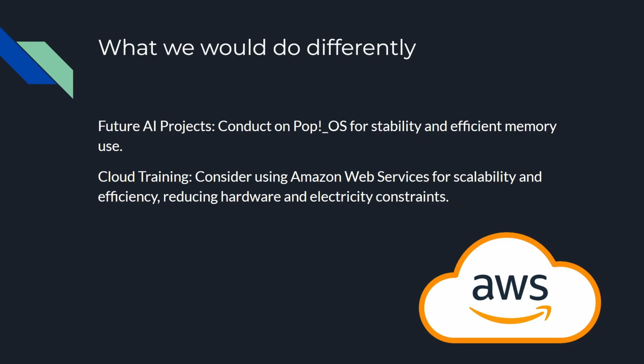I would also consider conducting the main training of the network on a cloud-hosted service like Amazon Web Services or Google, depending on our budget. This shift is due to hardware limitations and the significant electricity requirements involved in training a network on a home machine. Using cloud services would provide greater scalability and efficiency for future projects.